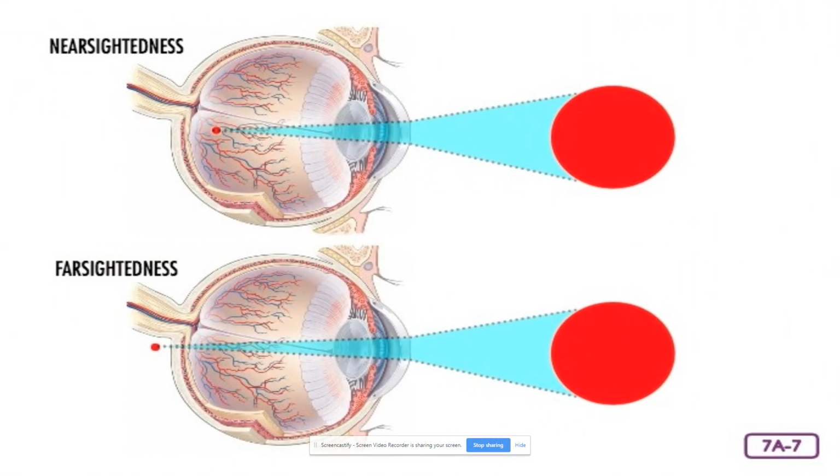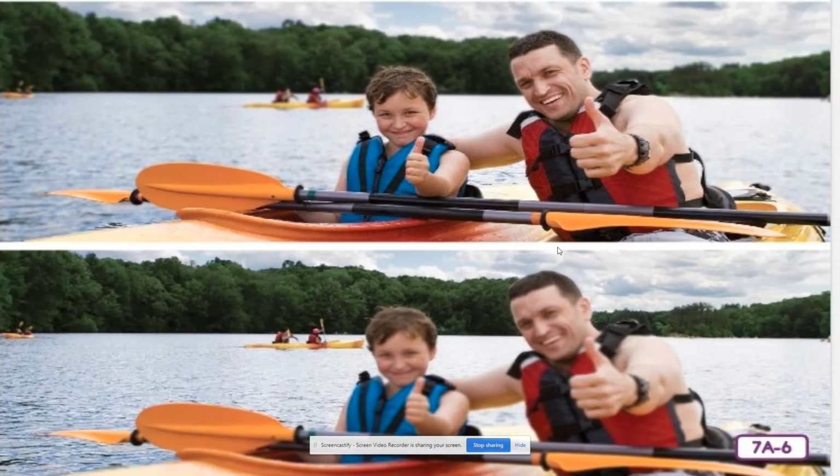In nearsightedness, the eyeball size in relation to the cornea affects its focusing power, so images are projected or focused in front of the retina. Nearby objects are seen clearly, but distant objects are out of focus. So if I look at these two, the person who is nearsighted is going to see things closer to them more clearly than things away from them.